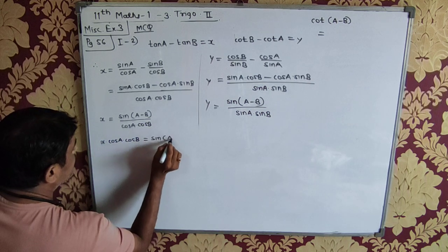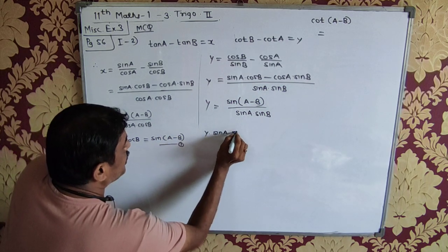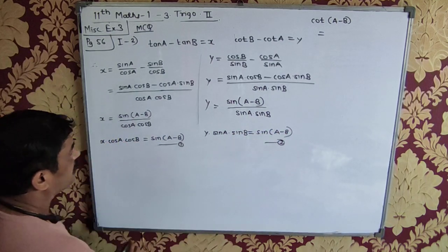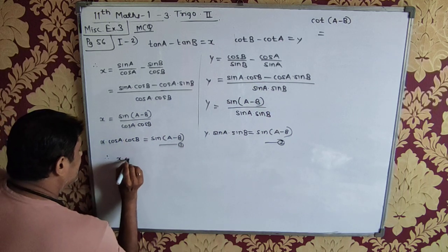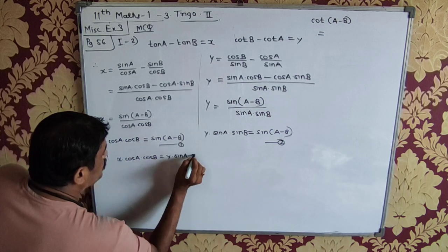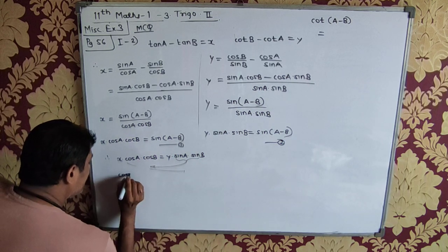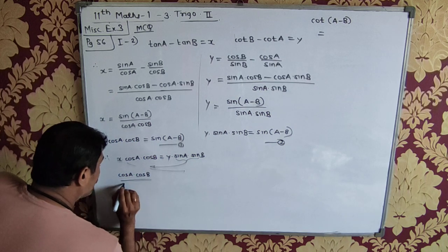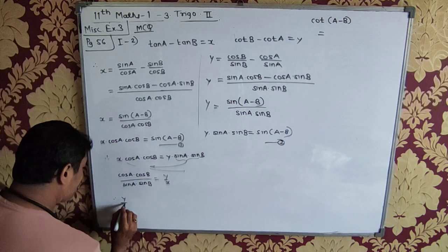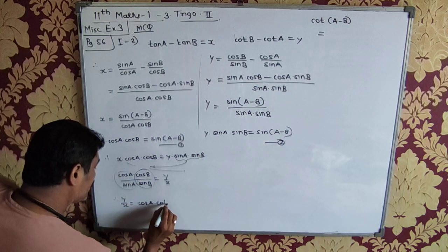Now I will cross multiply: x into cos A into cos B is equal to sine of A minus B. Equate: y into sin A into sin B is equal to sine of A minus B. Second equation, RHS same, therefore LHS same. Therefore x cos A cos B is equal to y sin A sin B. So this goes here and this goes here: cos A into cos B upon sin A into sin B is equal to y upon x. And therefore y upon x is equal to cot A into cot B.